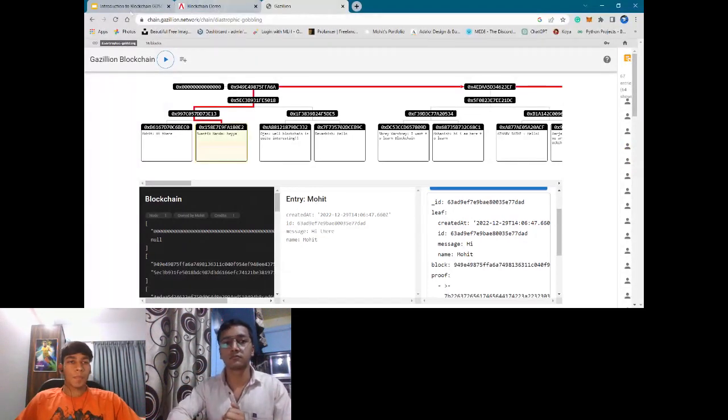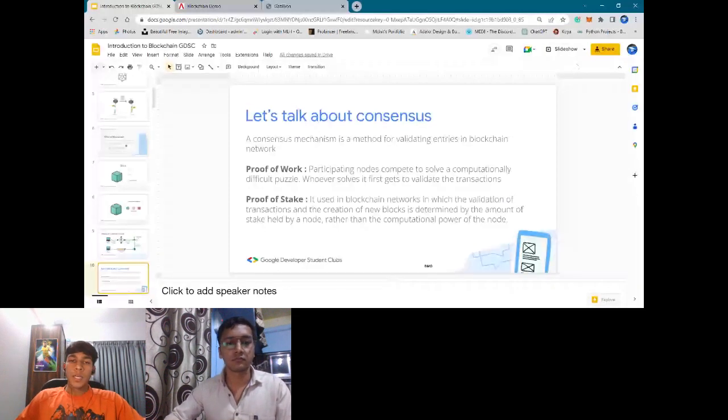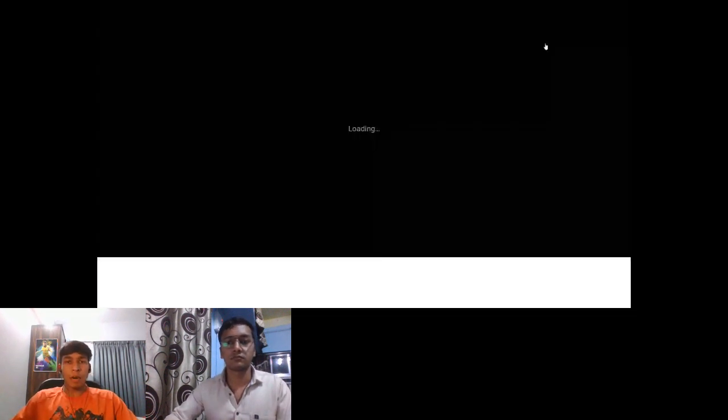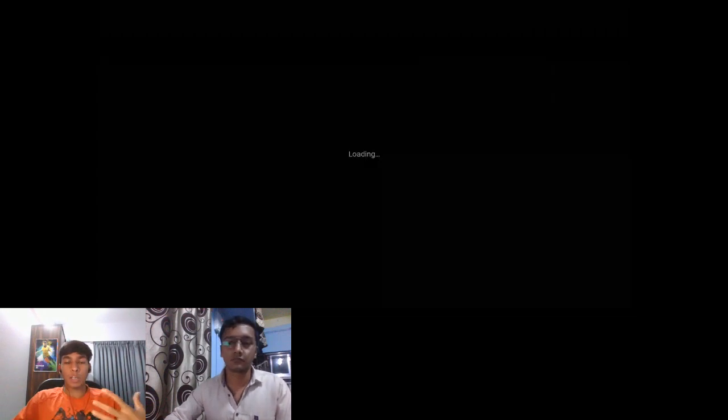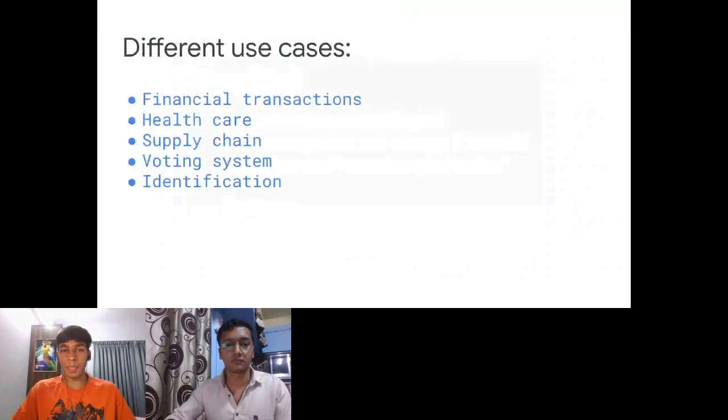Let's just move ahead. We talked about consensus. It is a validation process that the blockchain has. This is one of my favorite quotes till now: blockchain is a technological breakthrough that will change the world in ways you can't even imagine today. And I highly agree with this, because according to me it is a revolutionary technology.